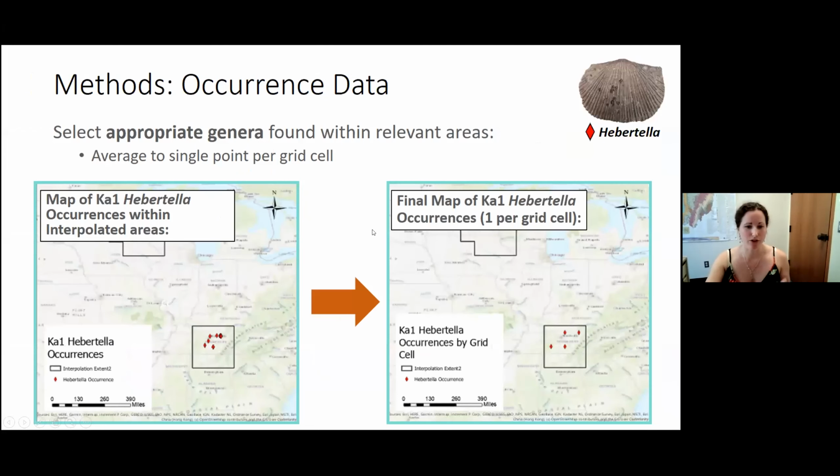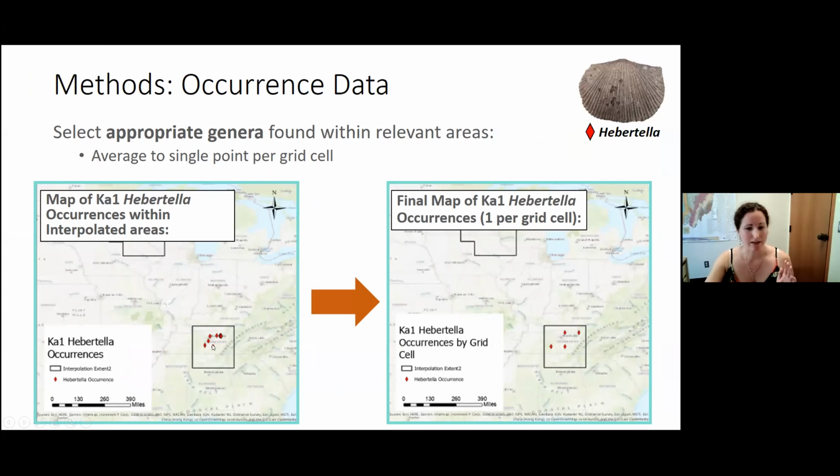I also restricted the occurrence points of my selected genera to areas that had good environmental data coverage. So that's what these black or dark gray boxes represent in these maps. And we can see in this first map, I have Hebertella genus occurrences plotted within this specific geographic region.